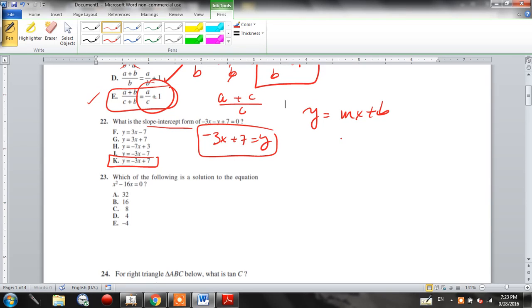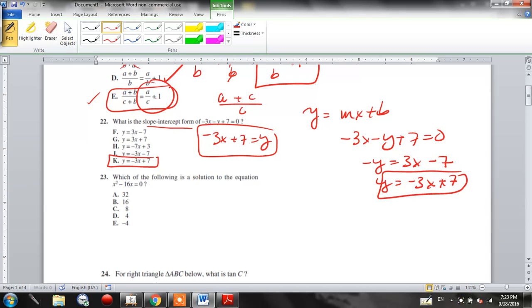Now if you didn't see that, you would move the 7 over there, move the 3, and so you get minus y equals 3x minus 7. Multiply the whole thing by negative 1, and you get this over here. This is the same answer. So anyway, that's the answer.